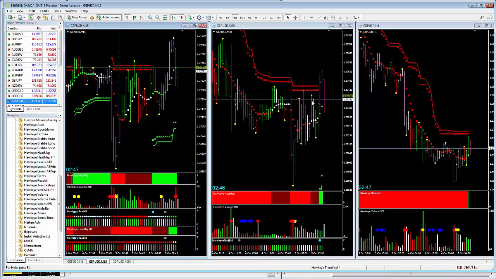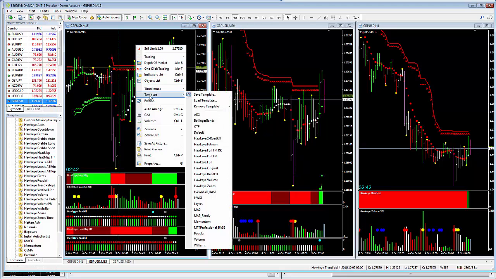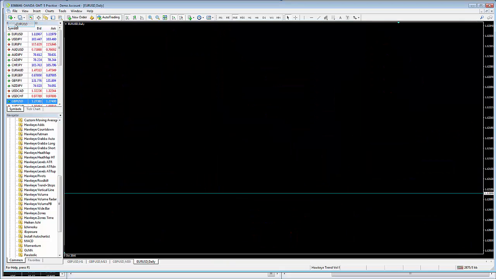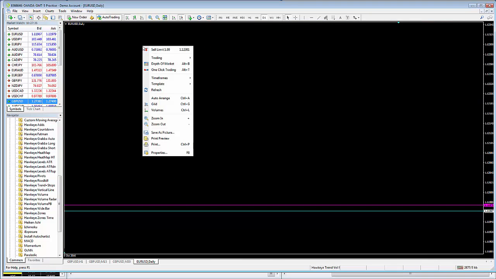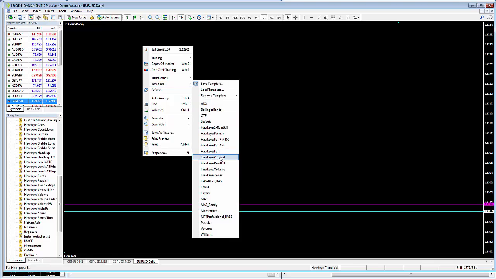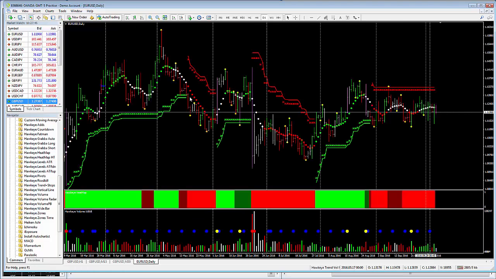Also, each individual chart is going to have a template for it. So if you look at your template list, you can see that there are quite a few Hawkeye templates already provided, which give you the base settings for all of the setups. So if I wanted to put up a new chart and apply a template to that chart, then you can see it already comes up in a specific setup and time frame.